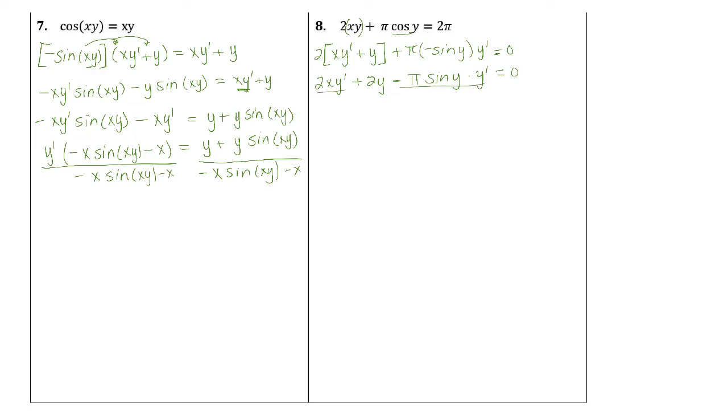So those are going to stay together on one side, and I'm going to factor out y prime. This 2y is going over to the other side. And so when I do that, and I'm going to do all of this in one step, or try to anyway, then we're going to have equals negative 2y, and then I'm going to divide both sides by our 2x minus pi sine y.